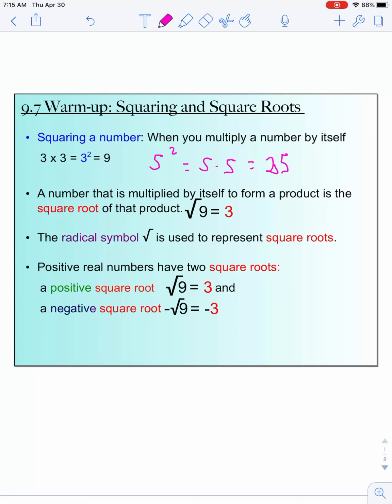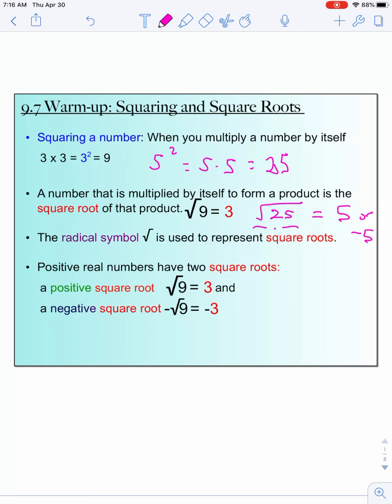A number that is multiplied by itself to form a product is the square root of that product. So if we look at the square root of 9, that's 3. If we look at the square root of 25, what we're asking is what times itself equals 25? Well, that's 5. But it's not just 5, it's actually also negative 5, because 5 times 5 is 25, but negative 5 times negative 5 is also 25.